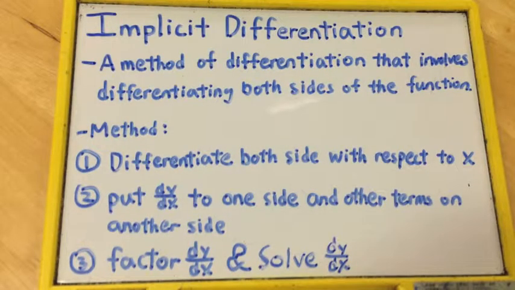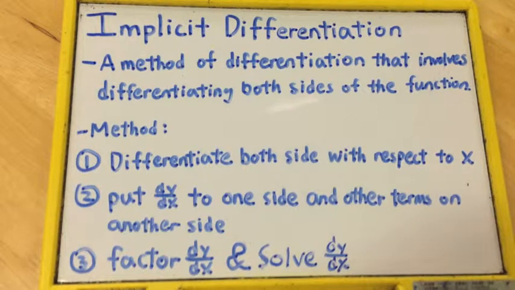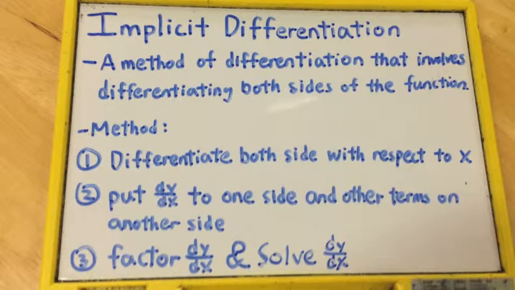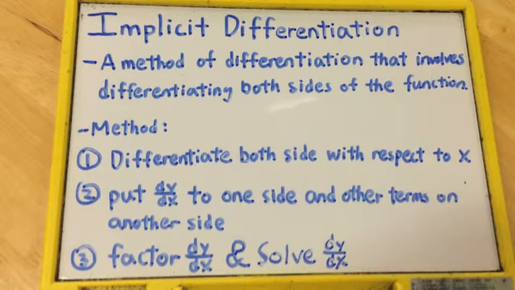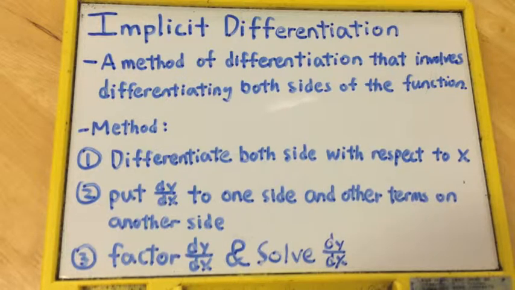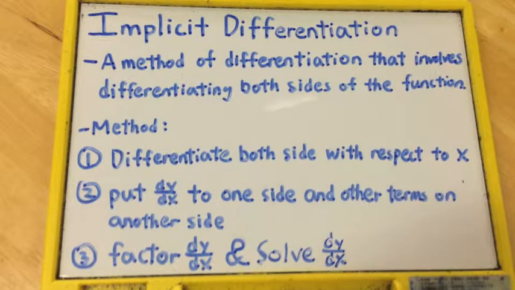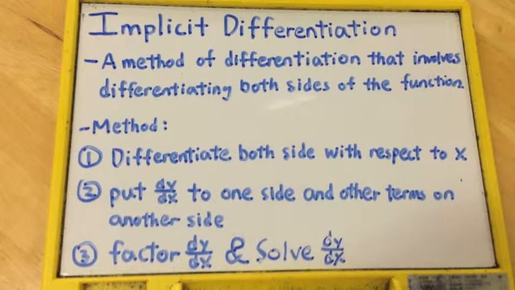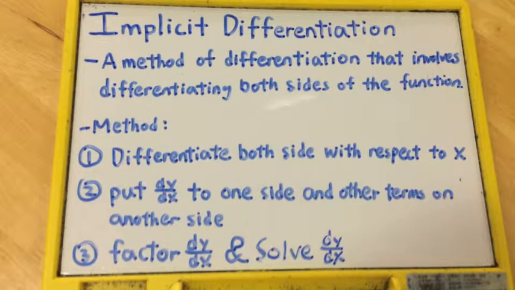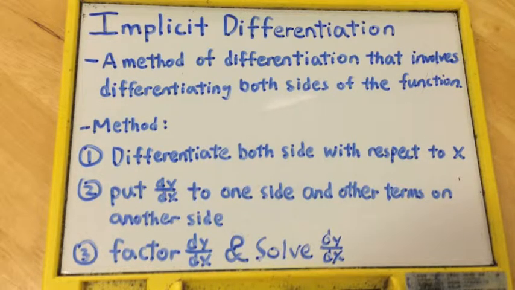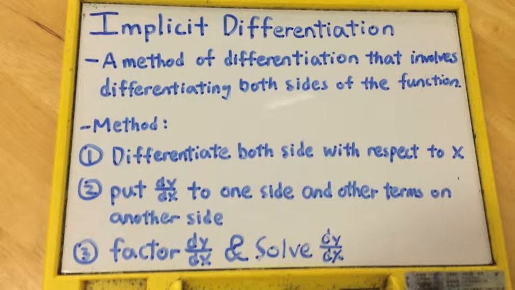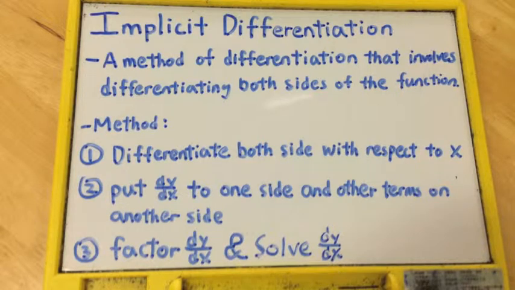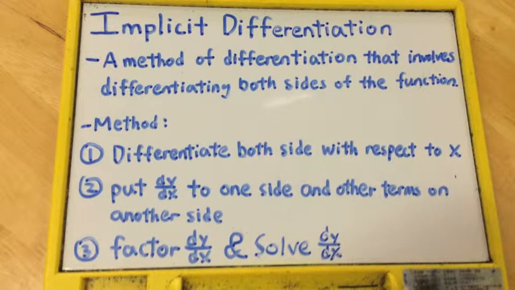So implicit differentiation is a method of differentiation that involves differentiating both sides of functions. There are three steps for implicit differentiation: differentiate both sides with respect to x, then put dy over dx on one side and the other terms on the other side. The last step is to factor dy over dx and solve for dy over dx. Therefore, you will have dy over dx on one side and the rest of the equation on the other side. In that way, you can find the derivative for an equation that involves both x and y.